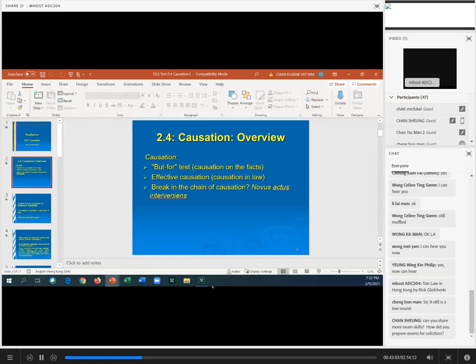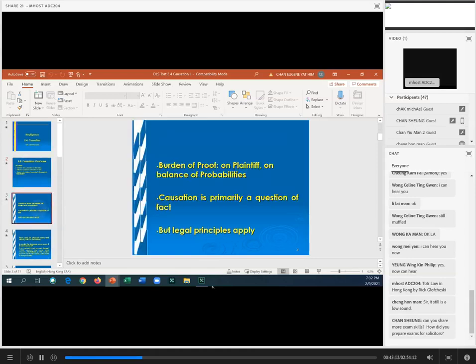Not difficult, okay? Also remember, as with the other elements of negligence, the burden of proof is on the plaintiff, on the balance of probability. So that's what we've got here. Causation is primarily a question of fact: did we have physical cause and effect? But there could be legal principles involved if there's more than one possible cause, and that's where the courts will be trying to establish what is the effective cause.